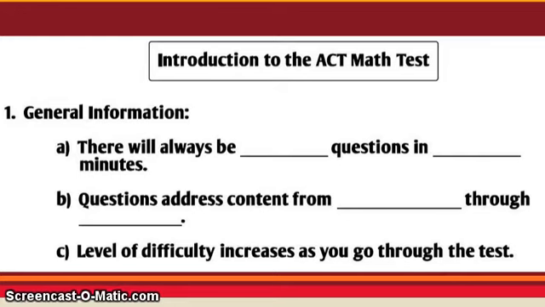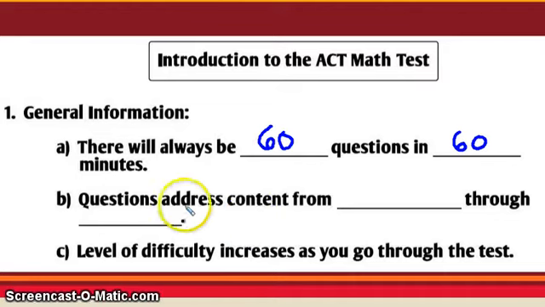First of all, it says general information number 1. General information is this. There will always be, and I think that you probably know the answer to this question, but there will always be 60 questions in 60 minutes. So we'll put 60 questions in 60 minutes in the blank.